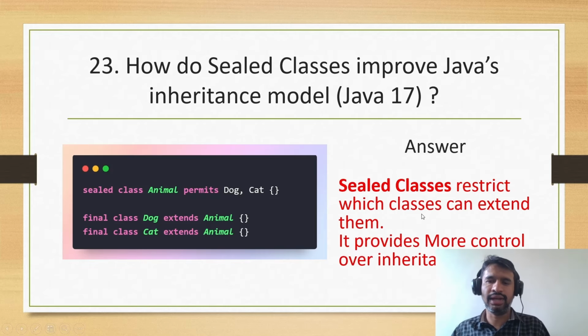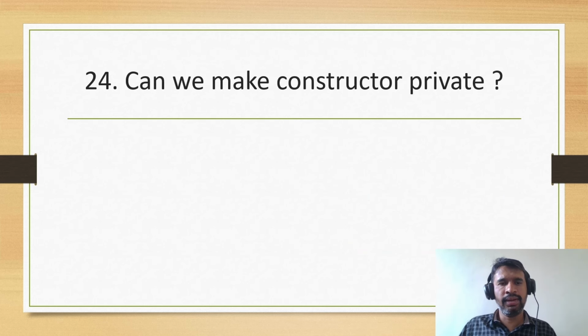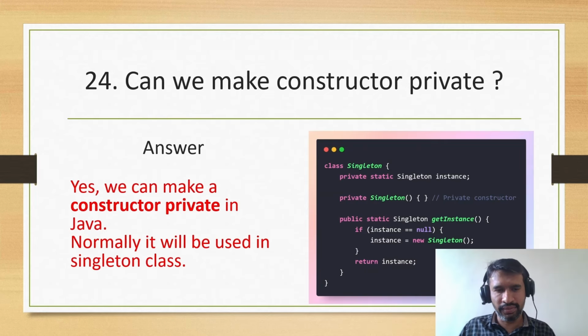So we understood that sealed classes basically restrict which classes can extend them. It's basically more control over the inheritance. So next question is, can we make a constructor private? This we saw a little earlier. Yes, it is possible to make a constructor private. Normally it is used in singleton, so I don't think it requires more explanation. When you make a constructor private, you can't create the object of it. So you have to go for some static method to invoke the constructor so that you can get the object creation. So normally this is used in singleton object creation.